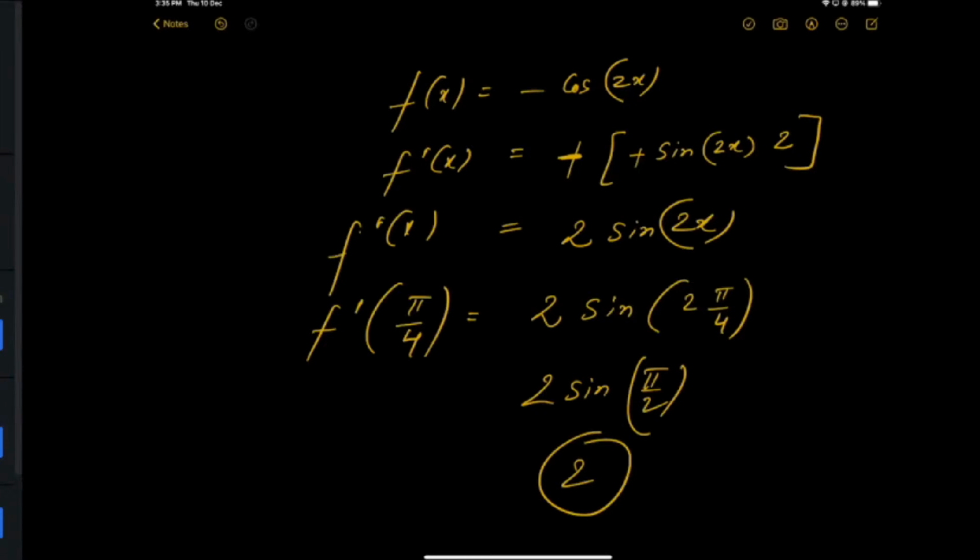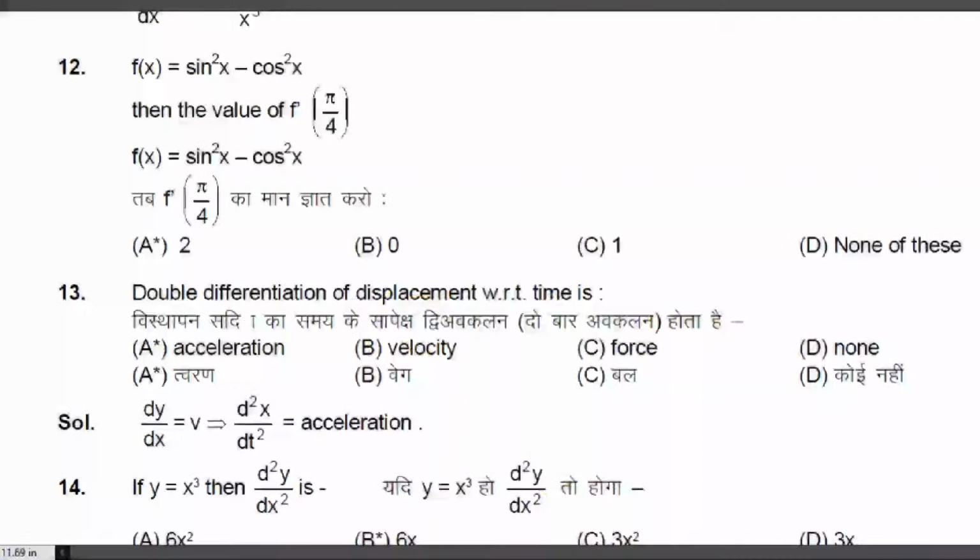So in the question he is not asking f of pi by 4, he is actually asking f prime of pi by 4. That's why the answer is 2, not 0. So there is f prime here. If I zoom, I am able to see it. I don't know if it's visible on the screen or not, but there is f prime. I didn't see that, and I directly calculated f of pi by 4 first, that's why I got 0. But he's actually asking f prime of pi by 4. So the answer is actually 2.